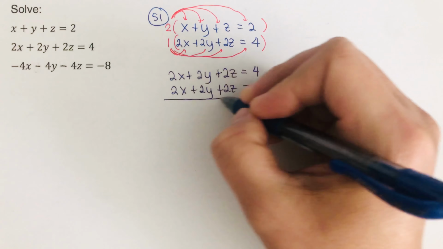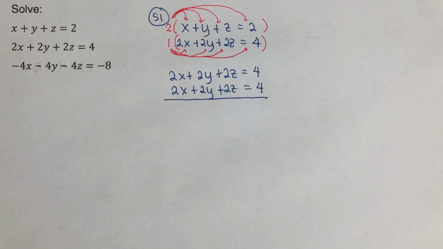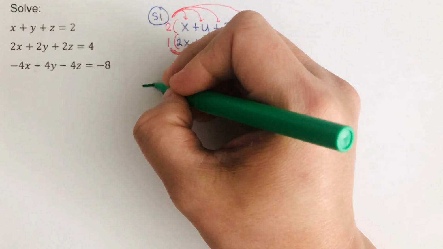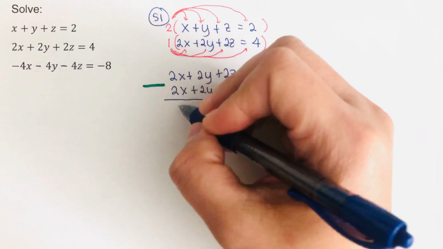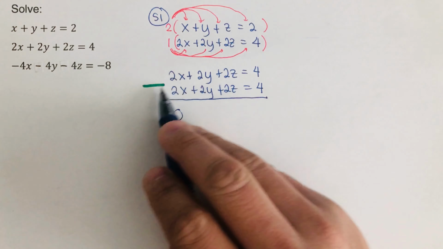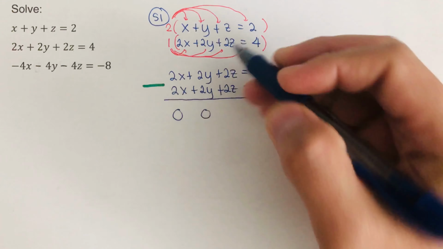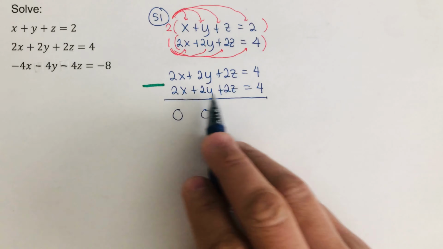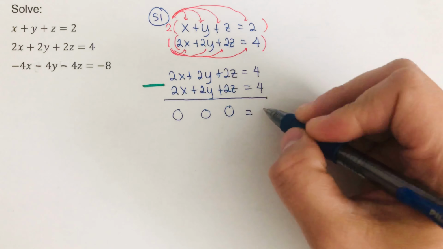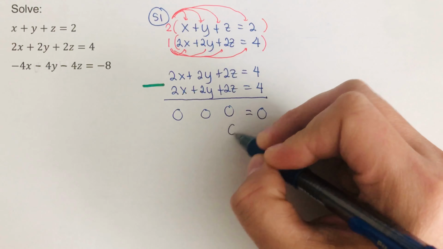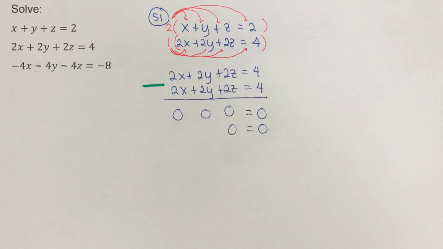Again, in order that we can eliminate the x, we are always going to subtract it. So we minus this. So 2x minus 2x is 0. 2y minus 2y is 0. 2z minus 2z is 0. 4 minus 4 is 0. So we have 0 is equal to 0.